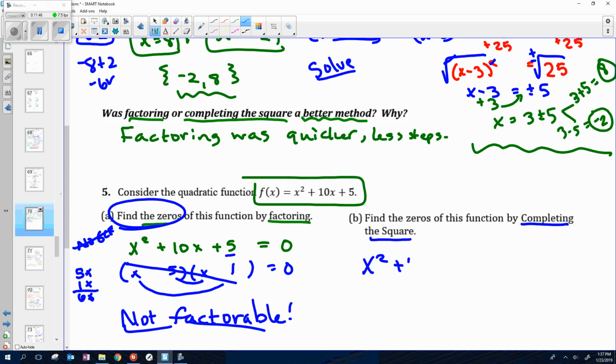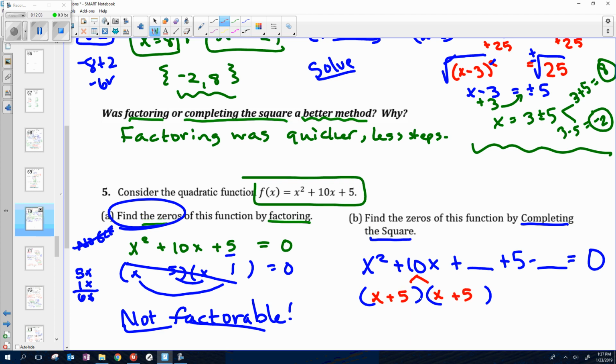x² + 10x + blank + 5 - blank = 0. Start to factor this to make our perfect square. x and x, split the 10 in half, plus 5, plus 5. That gave me a 25 when I multiply those together. So I'm taking off 25. I have (x + 5)². This math, 5 - 25, is -20.